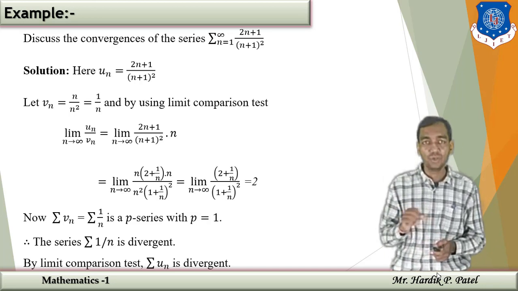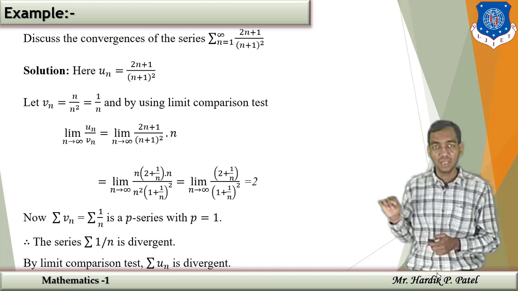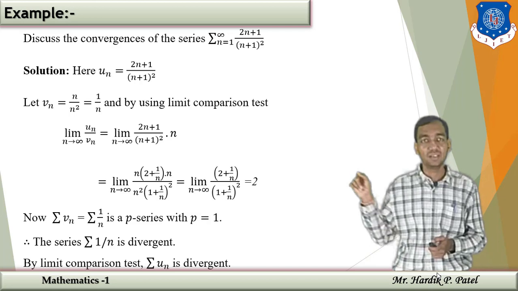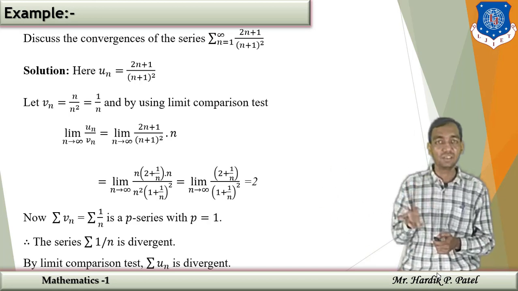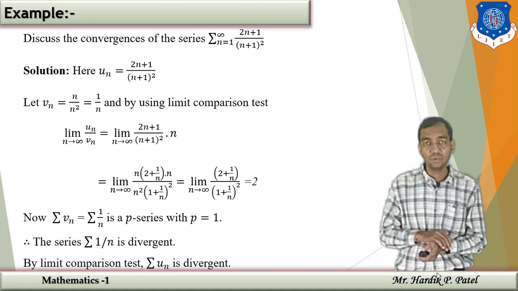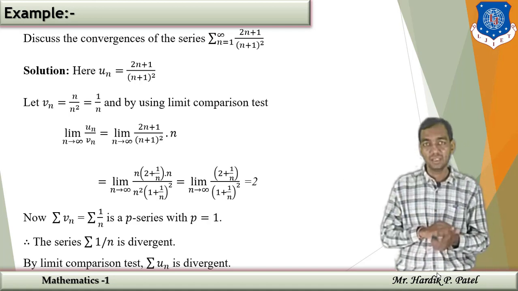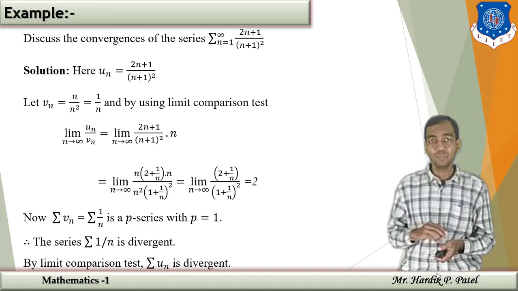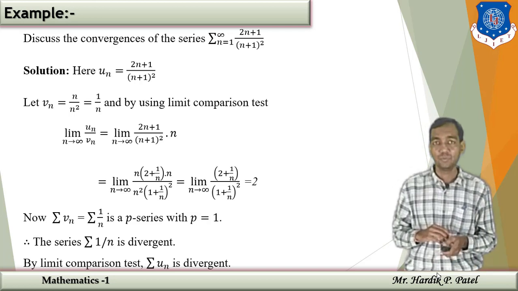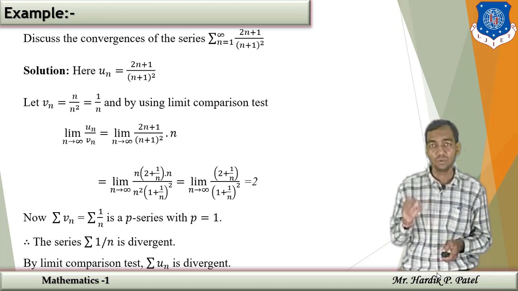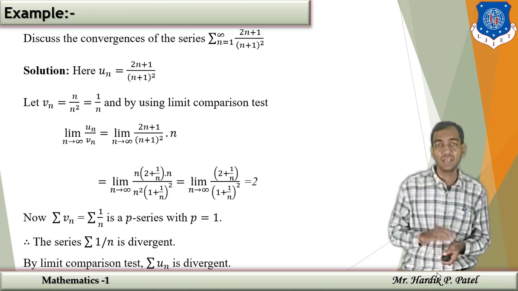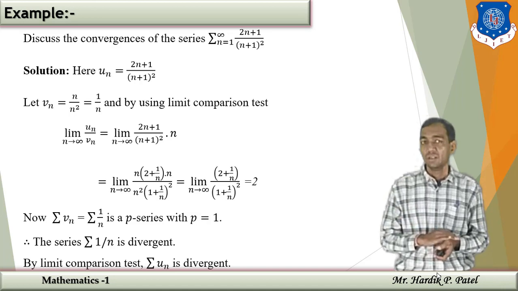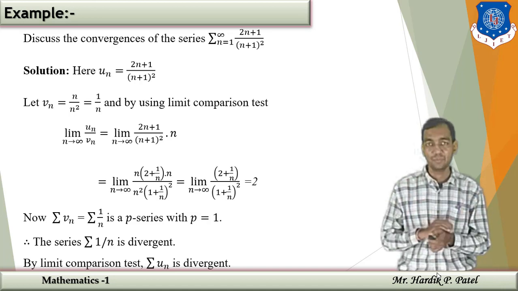Now we have to find the limit of un upon Vn. Applying the limit, that will be (2n plus 1) upon (n plus 1) whole square, divided by 1 by n. The denominator goes to the numerator, which gives you n. Simplifying, we take n common from the numerator and n from the denominator, which gives the simple form: limit n tends to infinity of (2 plus 1 upon n) divided by (1 plus 1 upon n) the whole square. Applying the limit, you will have the value 2. Now see, 2 is a non-zero finite number, correct? So your condition is satisfied for the limit comparison form.